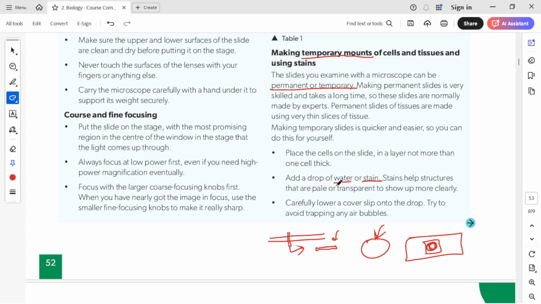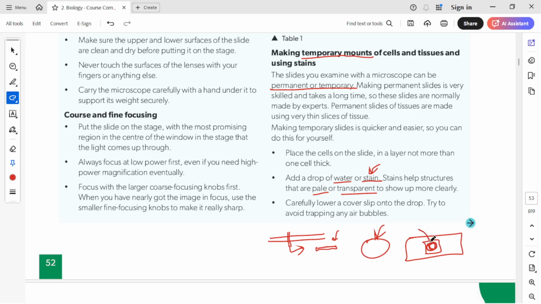Now, after you add water or stain, generally we add different kinds of stains on the basis of what your object is, which kind of cells you want to see. Accordingly we add the stain, and these stains help the structures that are pale or transparent to show up more clearly, because these pale or transparent structures take up the stain and become colored and more visible to your eyes. Carefully lower the cover slip onto your drop.